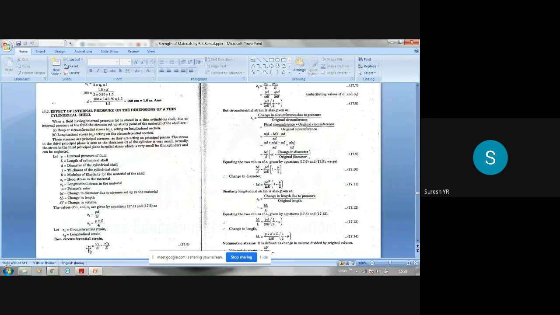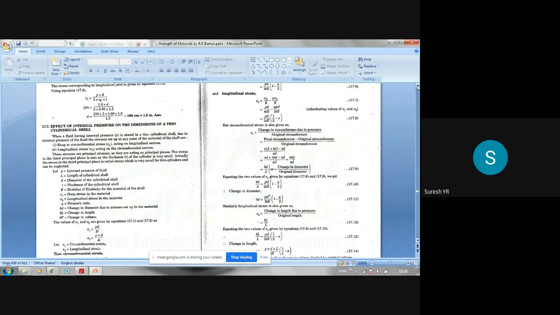Suppose you are writing epsilon x is equal to sigma x by E minus mu times sigma y by E minus mu times sigma z by E. That is how we write. But here only sigma 1 and sigma 2, only 2 stresses, are there. Sigma 3 is not there. So in that case, only 2 terms will come here. So x is replaced by 1, let us say circumferential strain. Now substitute for sigma 1 and sigma 2 using these two. Sigma 1 is PD by 2T, sigma 2 is PD by 4T. So substitute those two here.